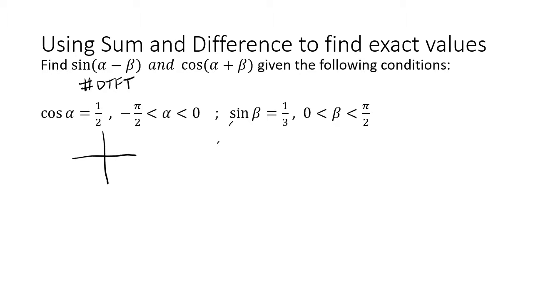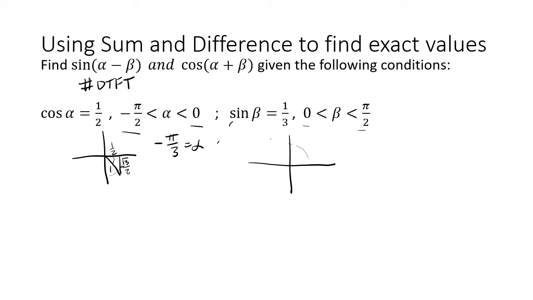So the cosine of alpha is 1/2, and it says that alpha is between negative pi over 2 and 0. So that means it's in quadrant 4, and cosine is 1/2. Well, cosine is 1/2 when we have this situation, right? This is a negative 60 degree angle, or you could just say that this is negative pi over 3. That's alpha. Now beta, do the same thing. Beta is between 0 and pi over 2, so it's in quadrant 1.